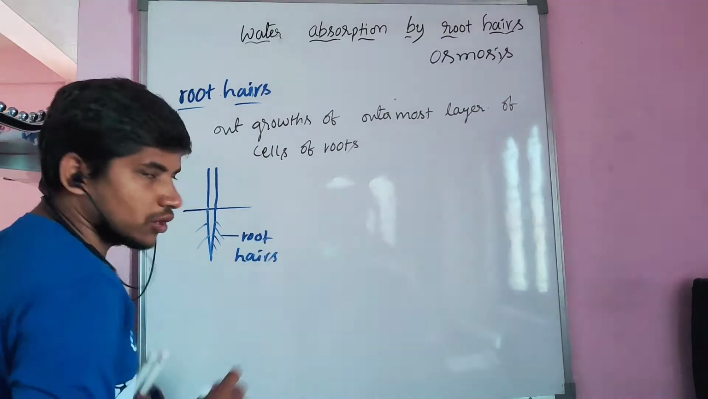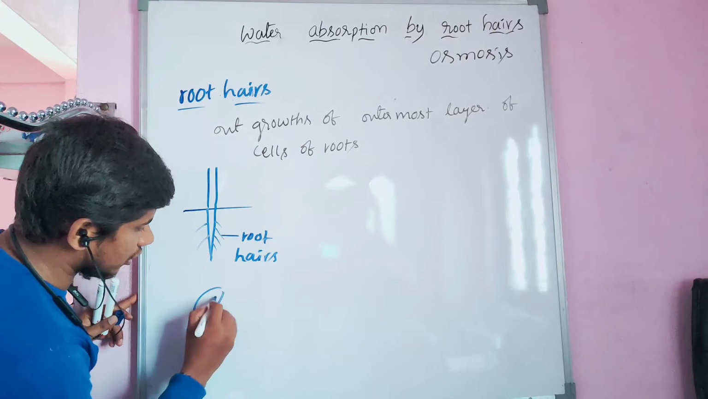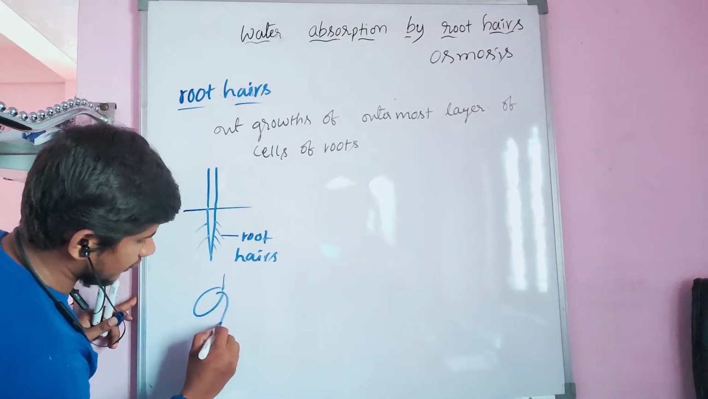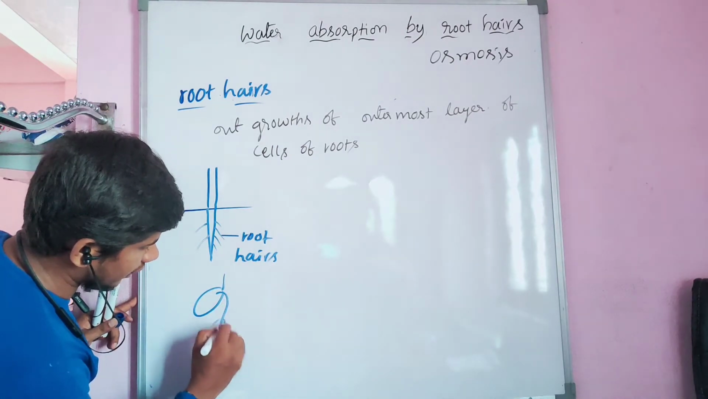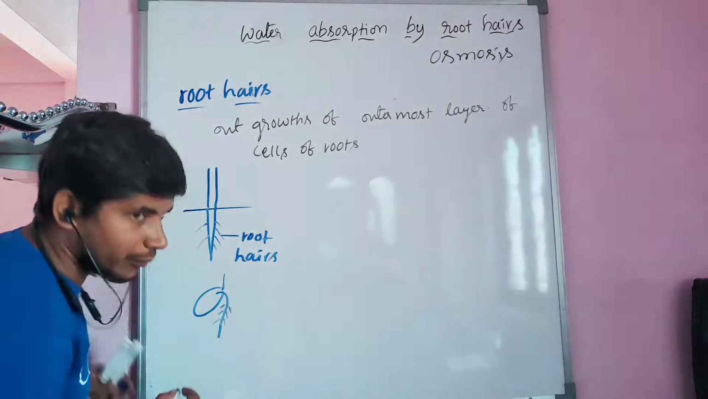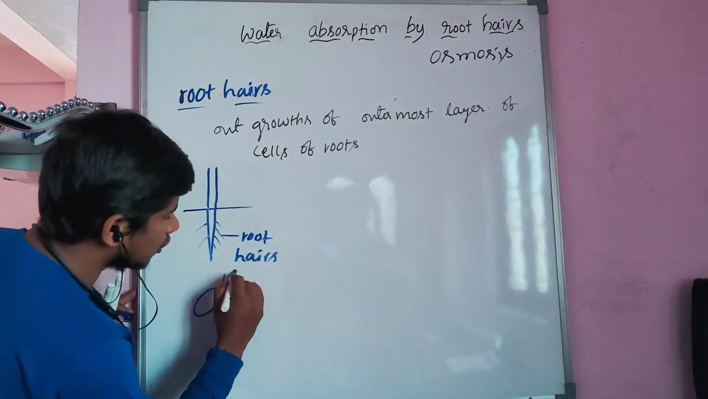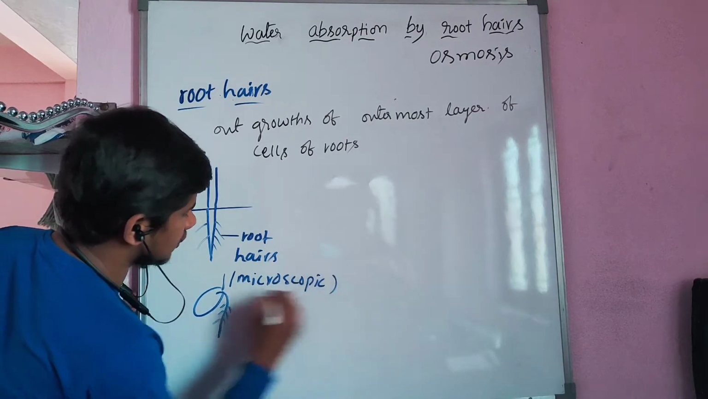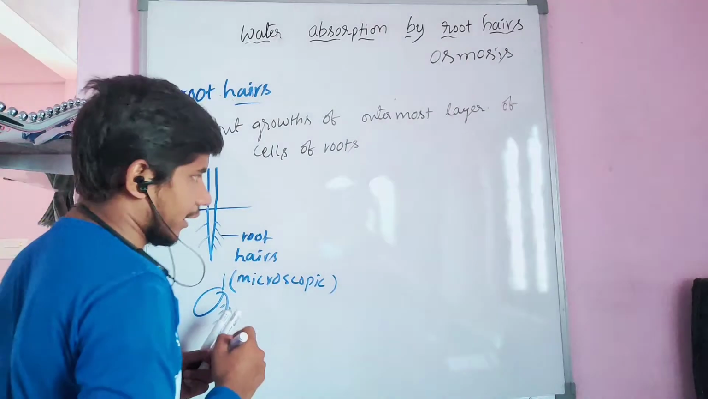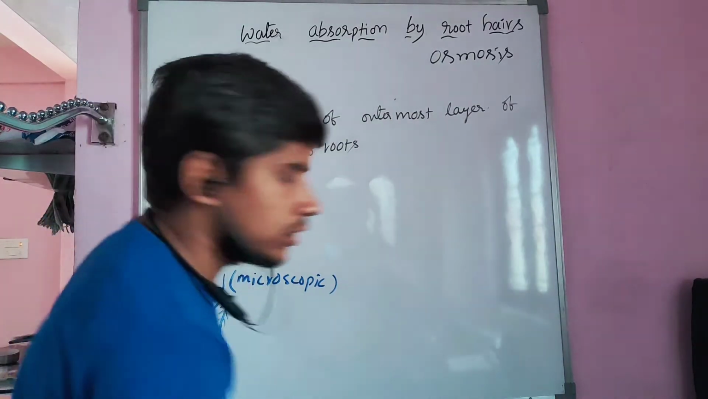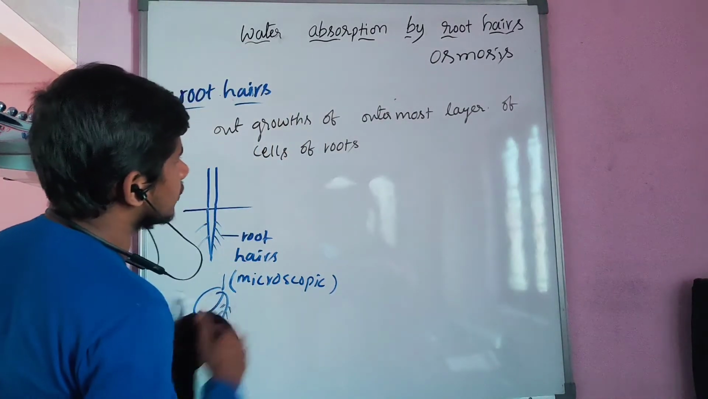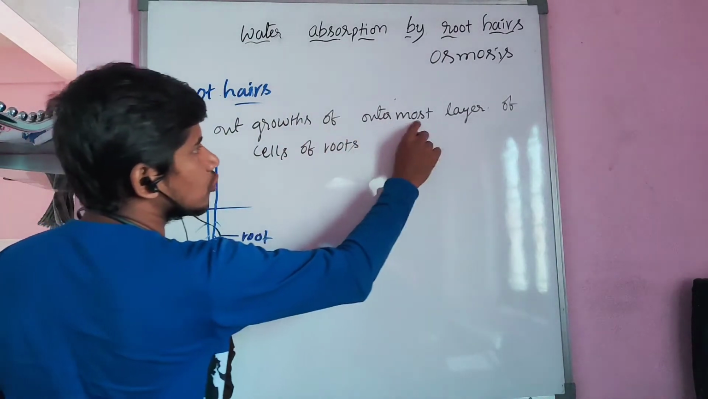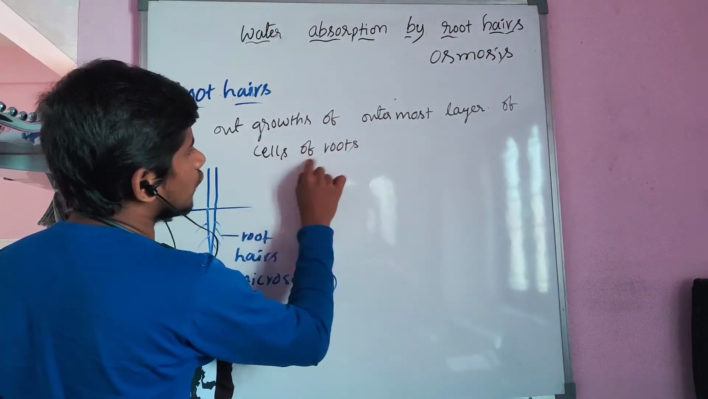To observe this, it is better to observe a seedling, a sprout. On the sprout we will see a small root. On this we can see very small white microscopic structures called root hairs. These are microscopic, that means very fine structures we can't see with our naked eyes. If you observe the root hairs clearly, they are outgrowths of the outermost layer of cells of roots.